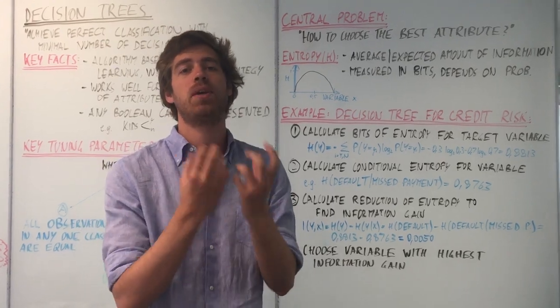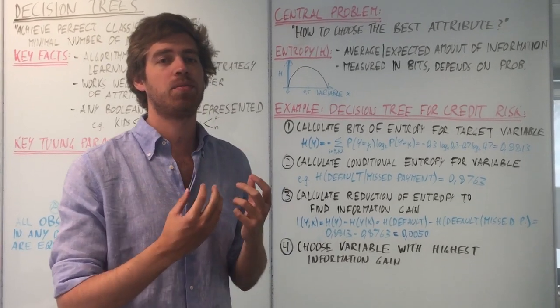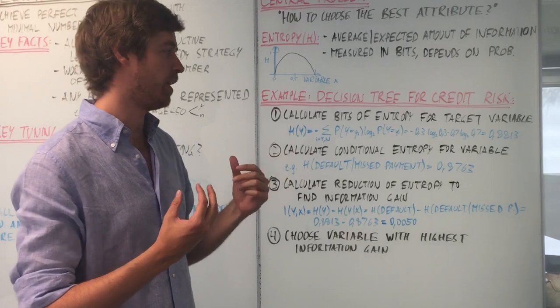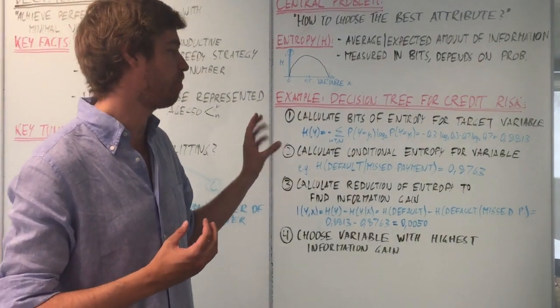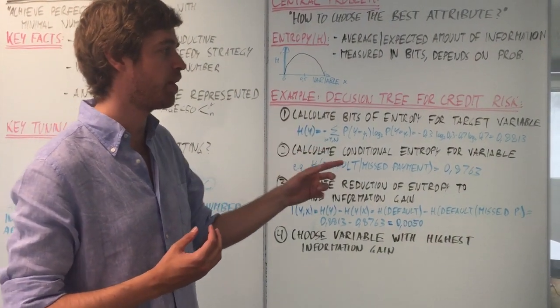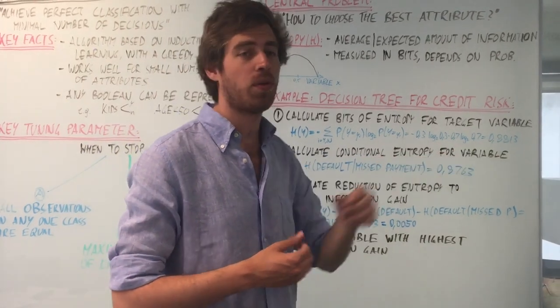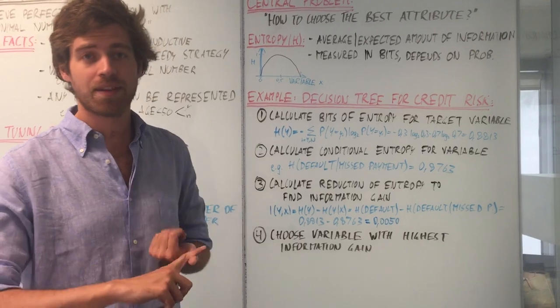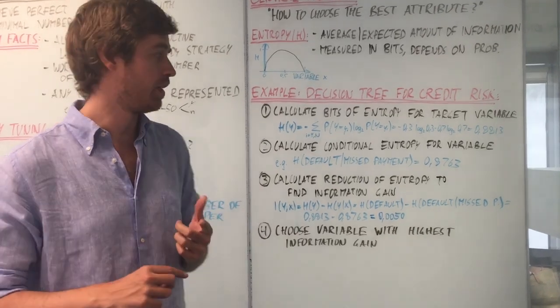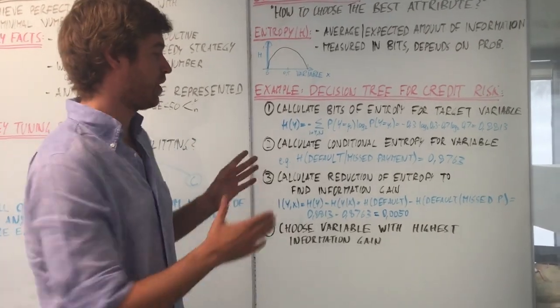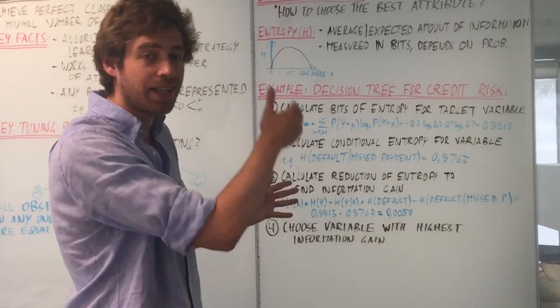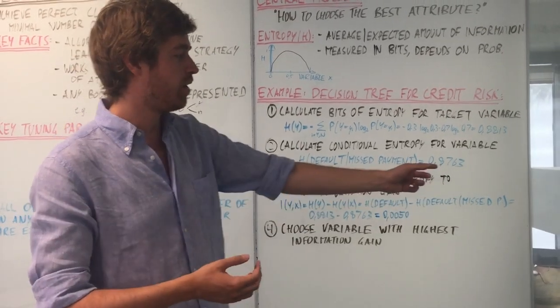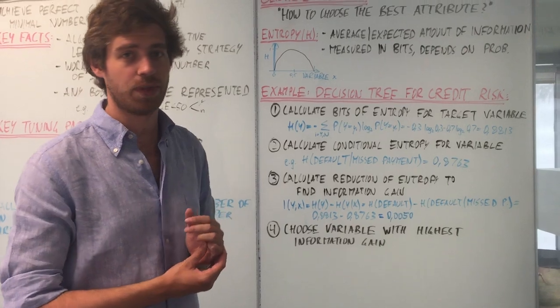So how much information does the variable default contain? In this case, it's a bit of a complicated formula that I won't explain, but it's 0.8813 bits for a credit default variable. The second thing is you calculate the conditional entropy, which for example is H(default | missed payment), given you've missed a payment. Here 0.8763.